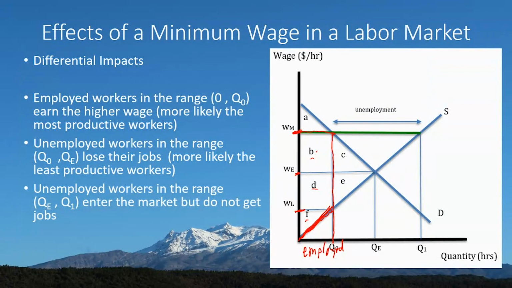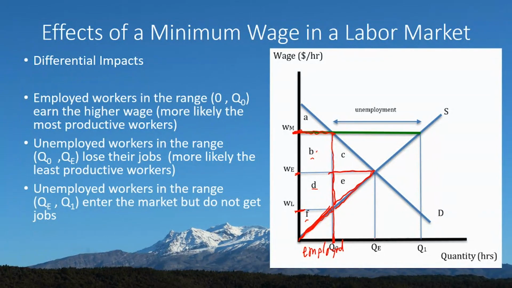And that, in fact, is the intention of this policy, right? To take the workers who are working at unskilled jobs and to give them more money. And that's exactly what's going to happen to these individuals who continue to be employed. That's going to give them extra surplus area B, and that's added on to the total surplus that was available before. But they're losing area E.